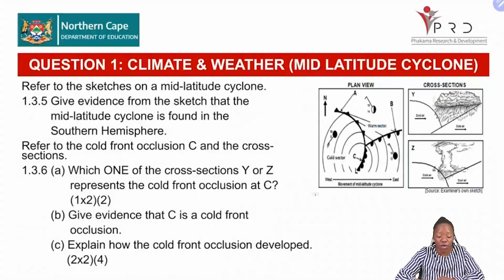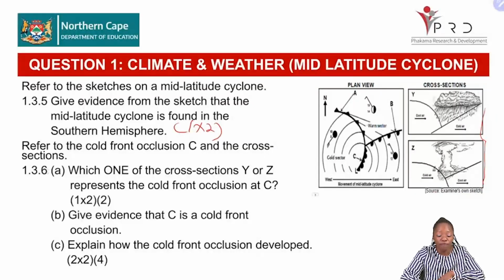Then for the next question, you refer to the sketches on the mid-latitude cyclone. So these are the sketches on the mid-latitude cyclone. 1.3.5, give evidence from the sketch that the mid-latitude cyclone is found in the southern hemisphere. As we are giving evidence, it's a 1 times 2.